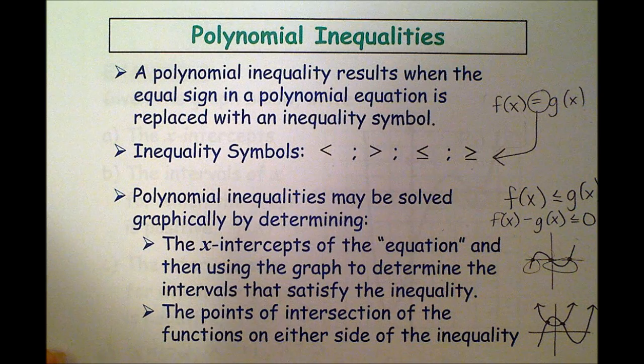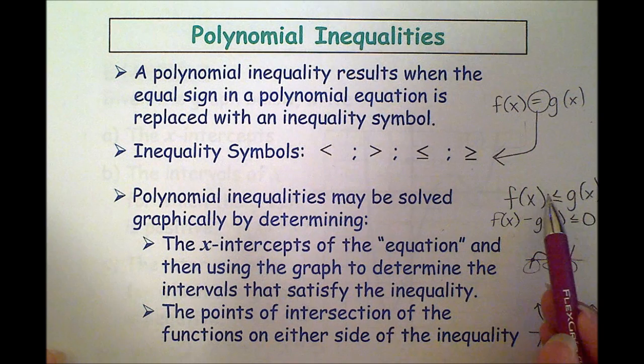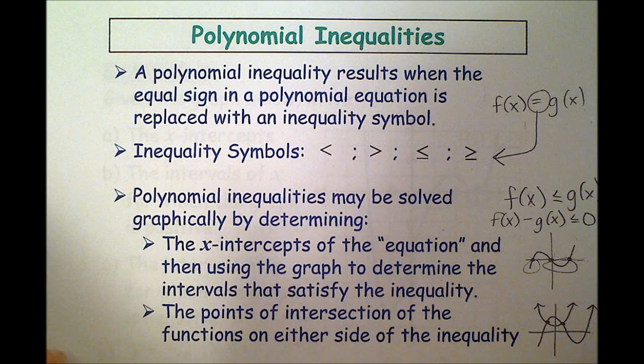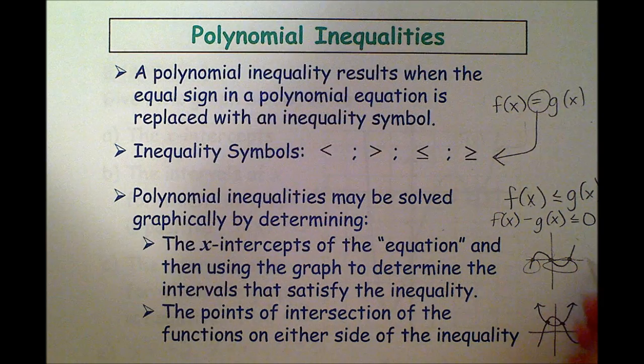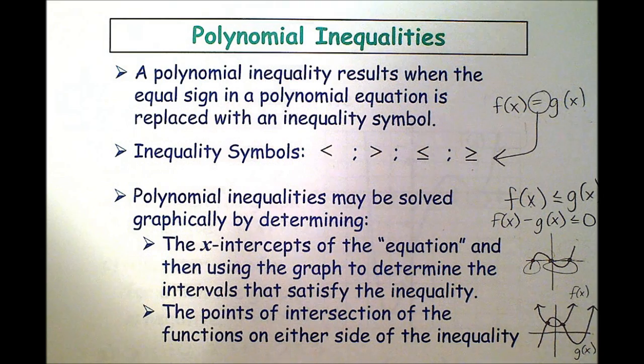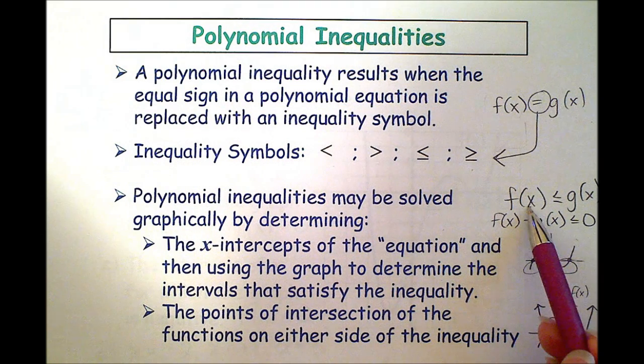The other way to solve an inequality graphically is to graph each of these functions separately. So I could graph f(x) and I can graph g(x) separately. And then I can look at when one function is lower than the other. So for example, if this parabola here is f(x) and the cubic function that I have here is g(x), what I'd be looking for is when f(x) actually has lower values than g(x).